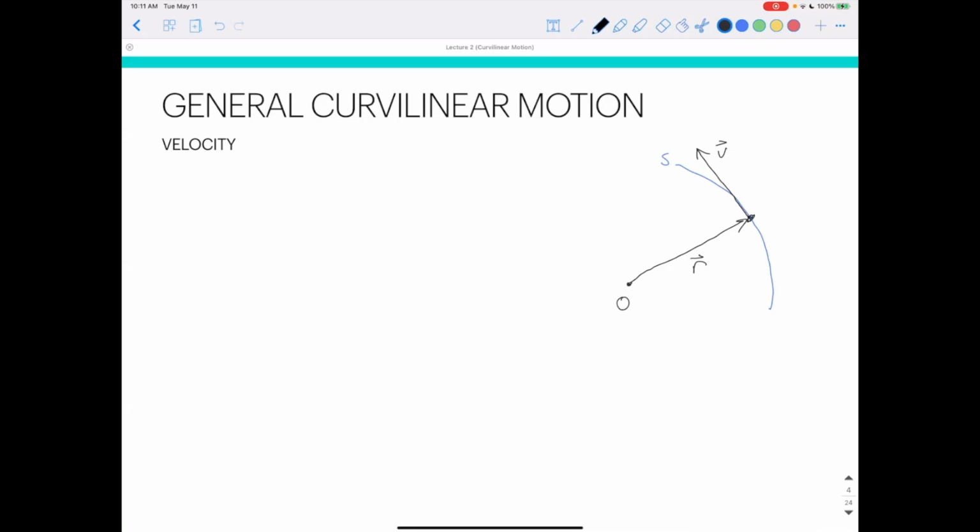And we have the same definition as before for average velocity, instantaneous velocity, and so on. So our average velocity, v average, is equal to our change in position, delta r, divided by the time that has gone by. And then we take the instantaneous velocity by finding the limit as delta t approaches 0, and we get the derivative.